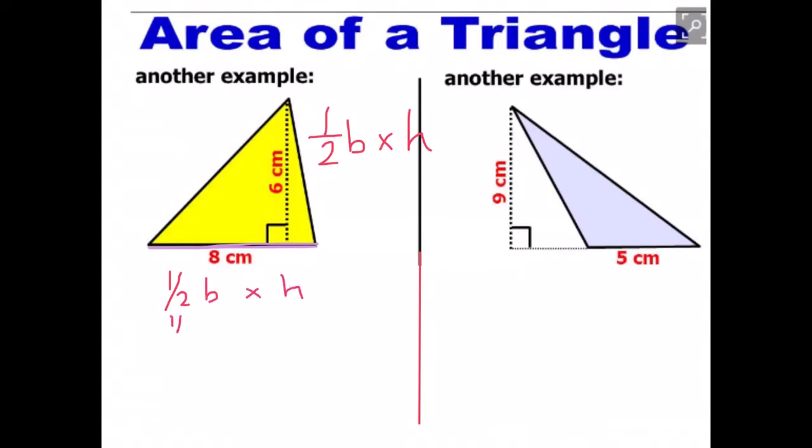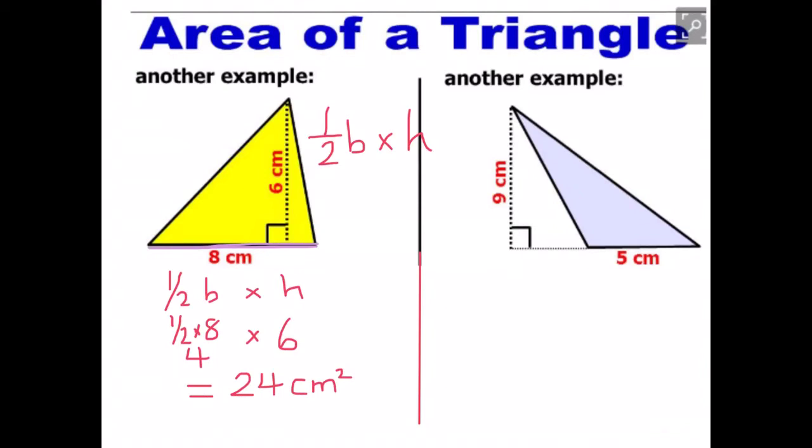Half the base, so we're finding half of 8, which is 4. And we have to multiply that by the height of the triangle, which is 6. So 4 multiplied by 6, 24. And because it's area, it's in centimeters squared.